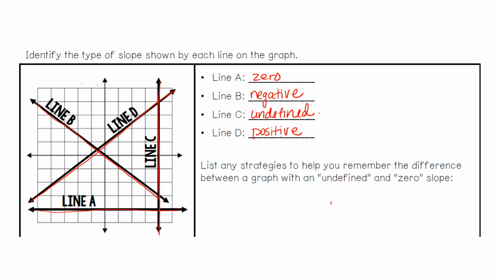See if you can come up with any strategies to help you remember the difference between a graph with an undefined and a zero slope. I'll have one later for you when we get into slope formula, but an undefined slope, if you look at the number, is always going to have the zero under. So under is undefined. And when we look at the actual value of a zero slope, the zero is going to be on top.